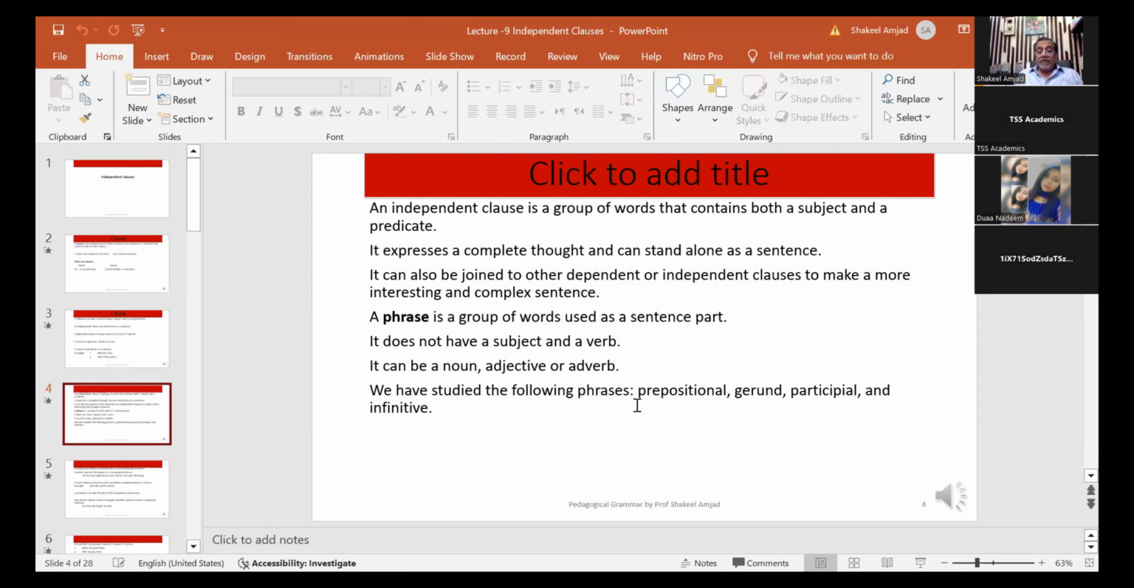We have studied the following phrases. Obviously, I've been referring to phrases, but not in detail. Obviously, time is one of the constraints, so I have to skip a lot of topics. I wish I could refer you to my grammar if it is available.